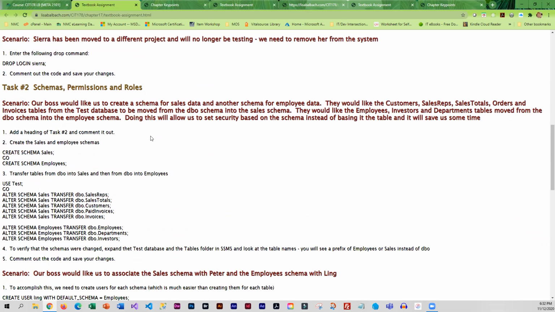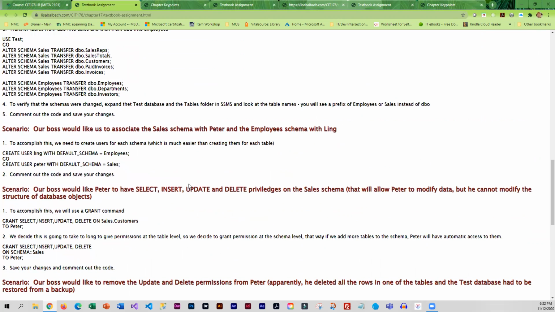So we're going to be using different schemas besides DBO. And you'll be basically moving some tables into different schemas, and then that will allow you to grant users permission to update or delete or insert based on the schema. So this is going to clarify a lot of that information that's in chapter 17. And by the time you get done with the textbook exercise, I think you will understand everything a lot better.